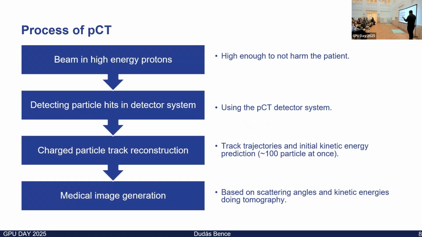Now, the process of pCT can be written like this. Originally we beam in high energy protons. High energy only means that the energy deposition, or their Bragg peak, is not inside the patient, so they will not do much harm to the person. Then we detect these particle hits with the detector system, and from that we try to reconstruct the particle trajectories from the hits coming from the detector system. These are around 100 particles at once. And then we do the medical imaging.